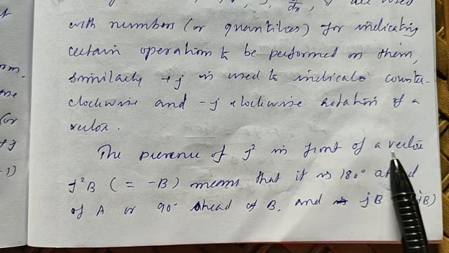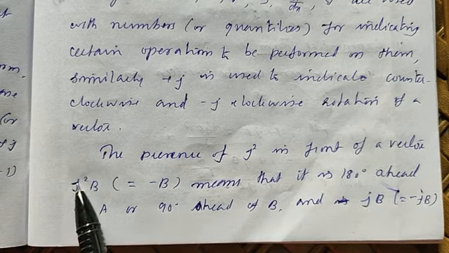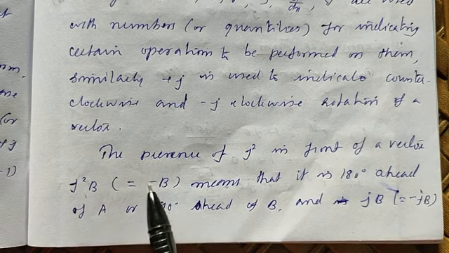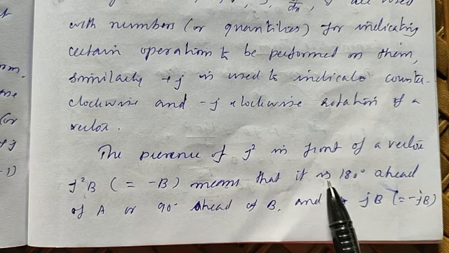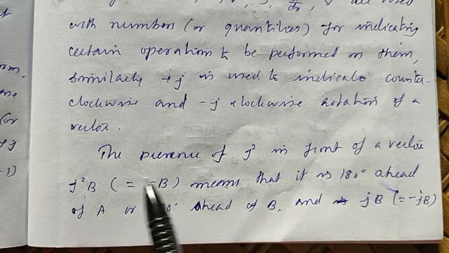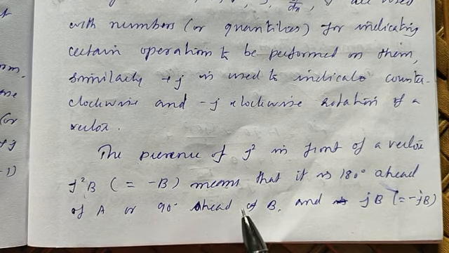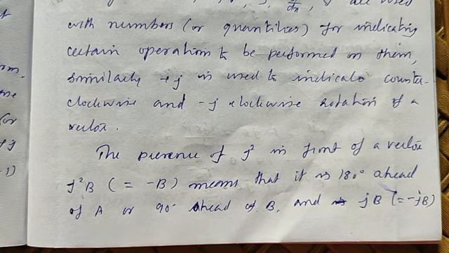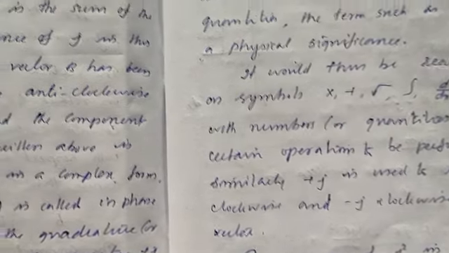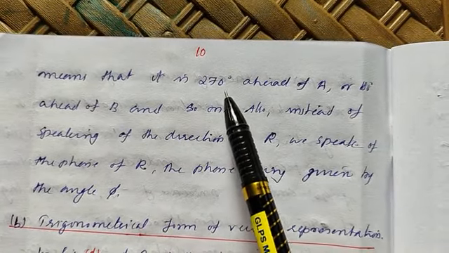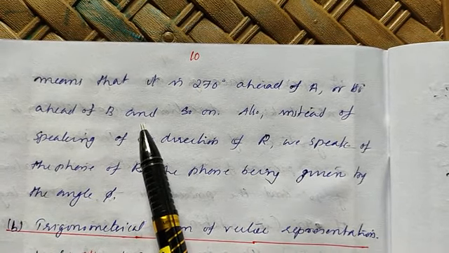The presence of j square in front of a vector, that is j square into B, where j square appears in front of the quantity B, gives the result minus B, since j square is equal to minus 1. It means that it is 180 degrees ahead of A or 90 degrees ahead of B. So B is converted into minus B. And j cube B is equal to minus jB, which means that it is 270 degrees ahead of A or 180 degrees ahead of B, and so on.